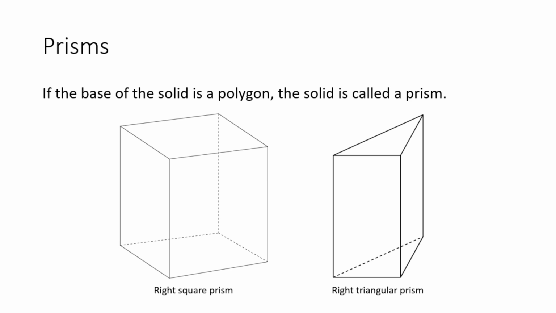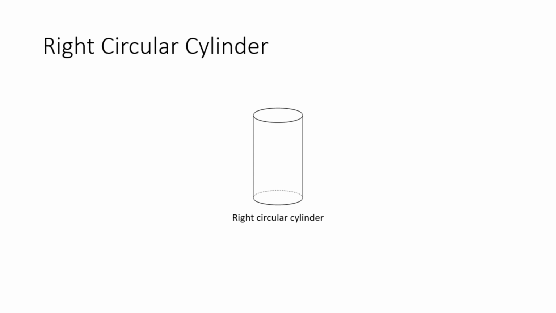If the base of the solid is a polygon, the solid is called a prism. Here, cubes are right square prisms. You may have heard of cubes. Or right triangular prisms. Here are some drawings of some. Or, if the bottom is a circle, then we have a right circular cylinder, or I just call them cylinders most of the time.